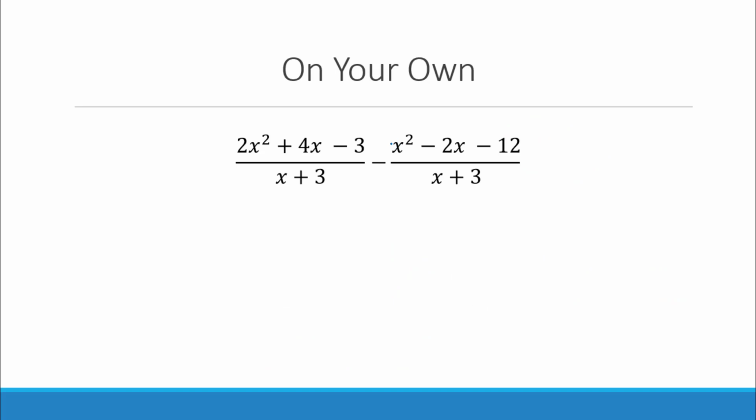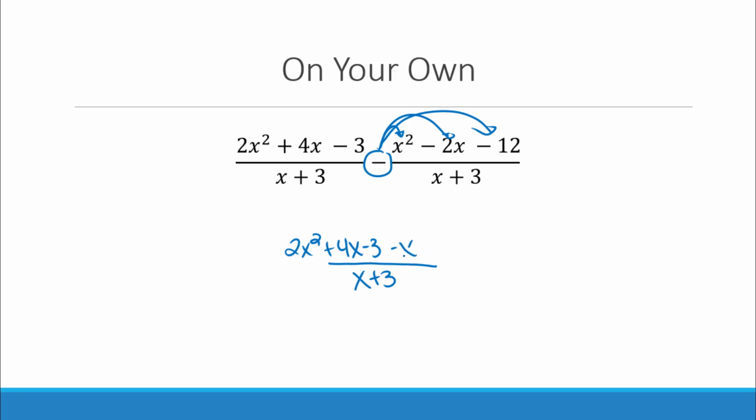So pause the video, try one like this where the denominators are the same on your own, and when you're ready, hit play to check your answer. So I'm going to just rewrite my denominator, which is x plus 3. I'm going to be very careful since this is subtraction, and I'm going to make sure I share that subtraction with everybody here. So this is going to be 2x squared plus 4x minus 3.